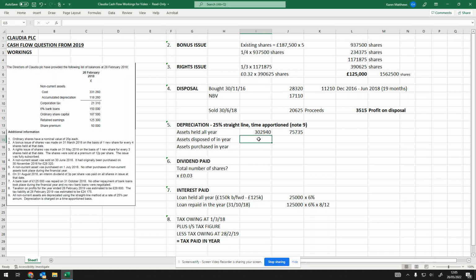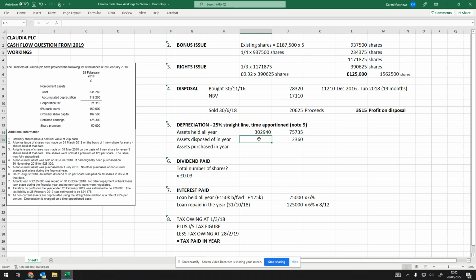Then we've got the asset that's been disposed of during the year. Now that was got rid of in June, so it was only there for March, April, May and June, and I am using my fingers to count the months. Don't be scared of doing that. So it's 4 months worth of depreciation on the asset that's been sold. So the original cost of that was 28,320 times 0.25 times 4 over 12.